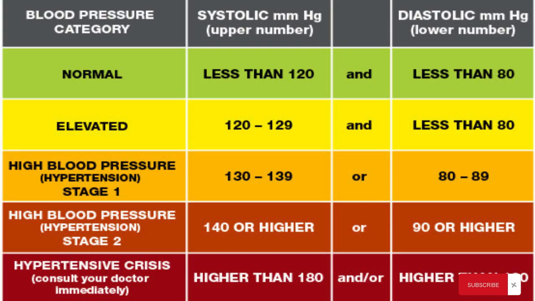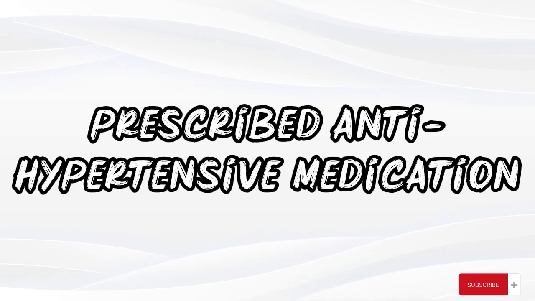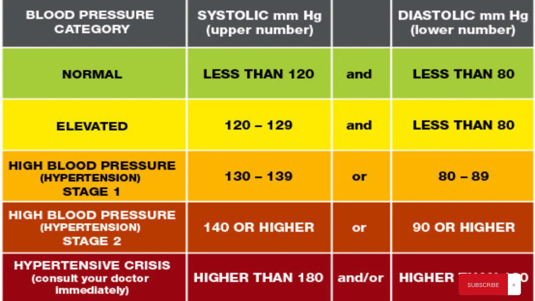Now, stage 2 hypertension is when the top number is 140 or higher and the bottom number is 90 or higher. At this point, you have to be prescribed antihypertensive medication. Then the last one is what we call hypertensive crisis. Hypertensive crisis is when your top number is higher than 180 and the bottom number is higher than 120.